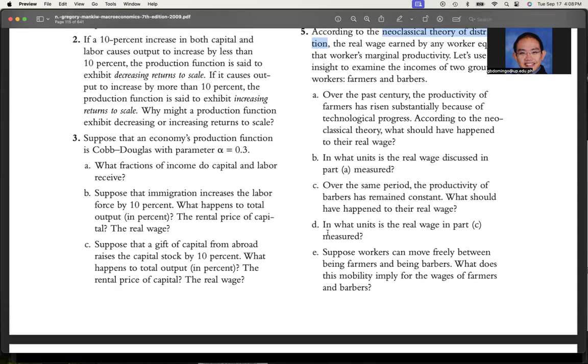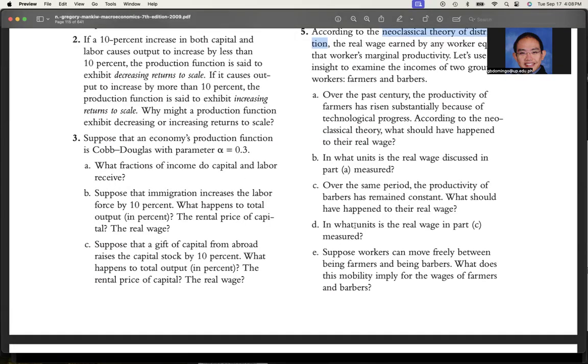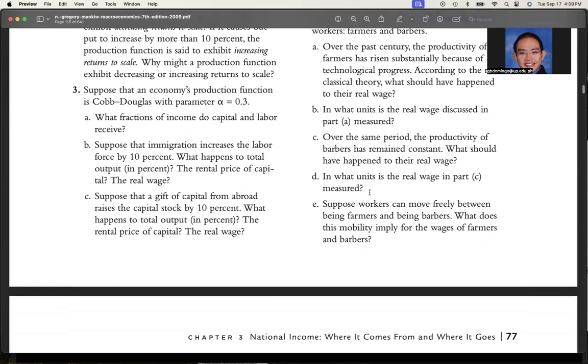Over the same period, the productivity of barbers has remained constant. What should have happened to their real wage? Well, based on this, if the productivity of the barber is constant, then WB over PB has to be the same, equal. Next, in what units is the real wage in C? It's the same. This time it's the output per barber, per worker in the barber industry.